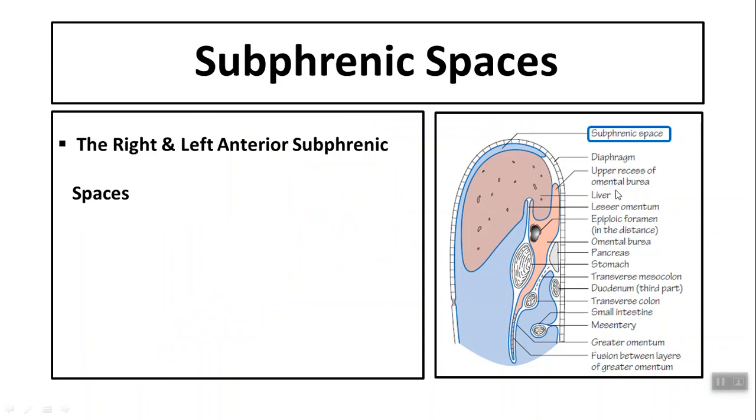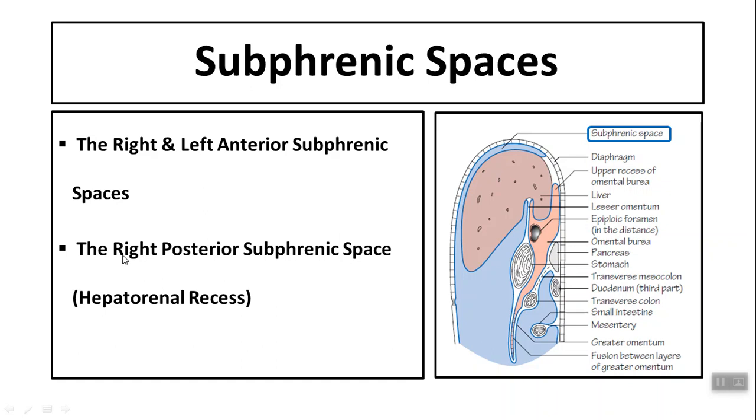Spaces. These are what we call the subphrenic spaces. Subphrenic means the space that lies below the diaphragm. So the subphrenic spaces, shown here in blue. We have the right and left anterior subphrenic spaces. Also, we have the right posterior subphrenic space, or the hepatorenal recess. Hepatorenal recess means it is situated in between the liver and the right kidney.